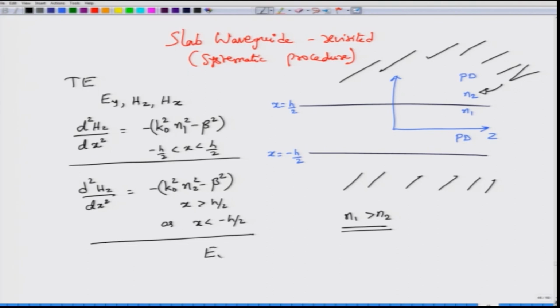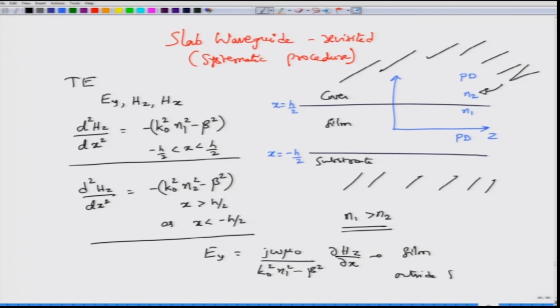So, Ey is given by j omega mu naught divided by k0 square n1 square minus beta square del Hz by del x, okay, as long as you are within the film. So, let me write down this one. This is film, this is cover, and this is the substrate. So, inside the film you have k0 square n1 square. Outside of the film, whether we are talking about substrate or the cover, you have to replace k0 square n1 square by k0 square n2 square. Okay. So, these are the equations that we have.